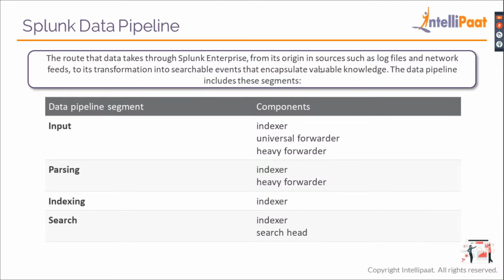And then there comes the parsing pipeline. The parsing segment is basically handled by an indexer or a heavy forwarder. As you can see again, the heavy forwarder can do two things: it can input as well as parse data. And your indexer can also input and parse data. But again, it depends on your requirements, how you're going to set up the whole environment and how you're going to be doing all of these things.